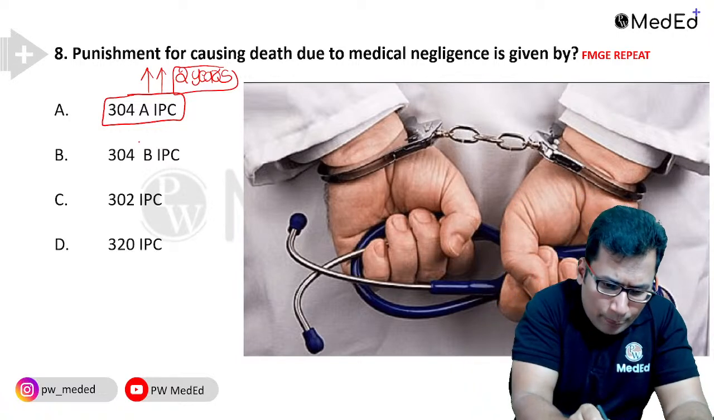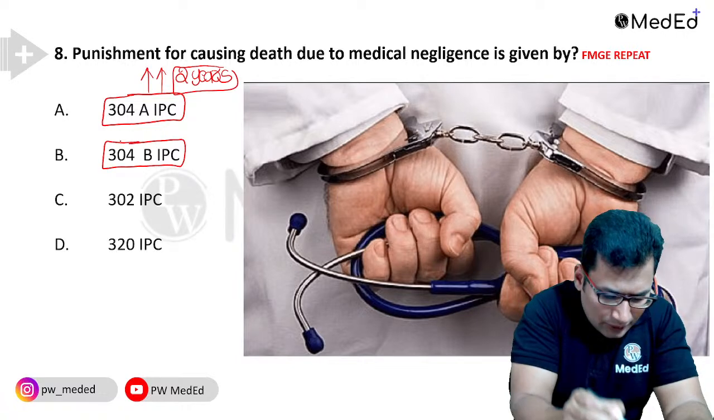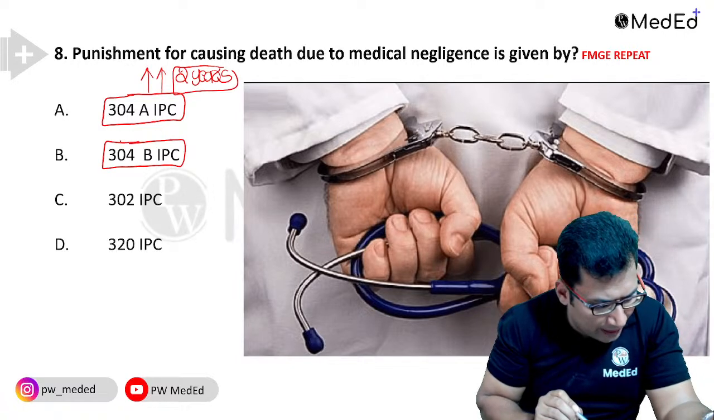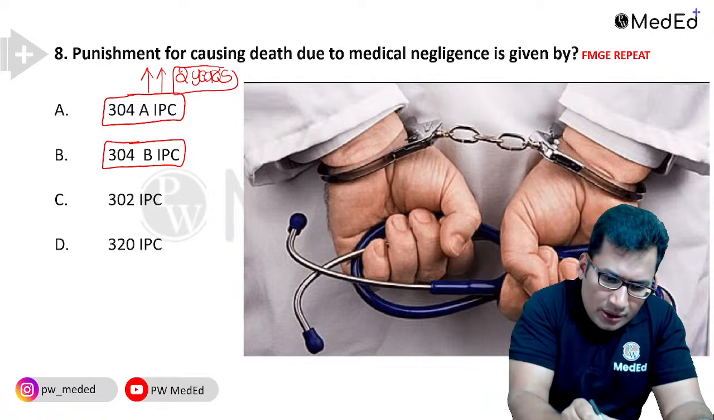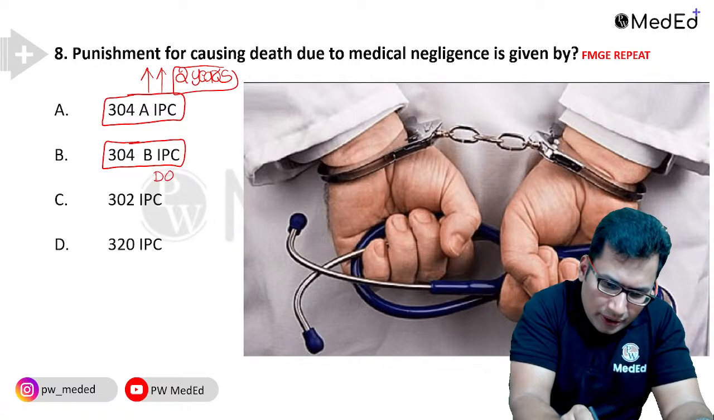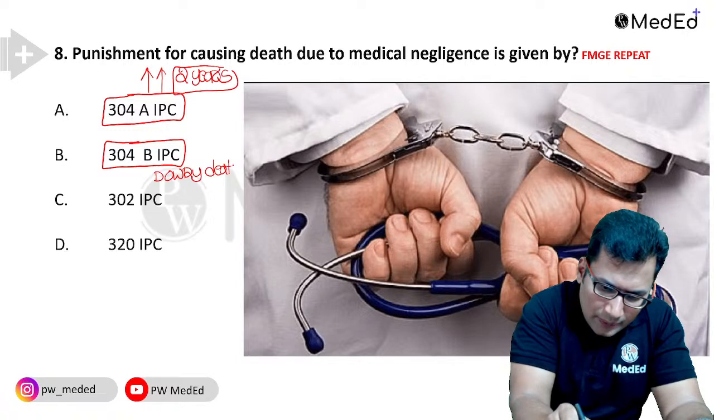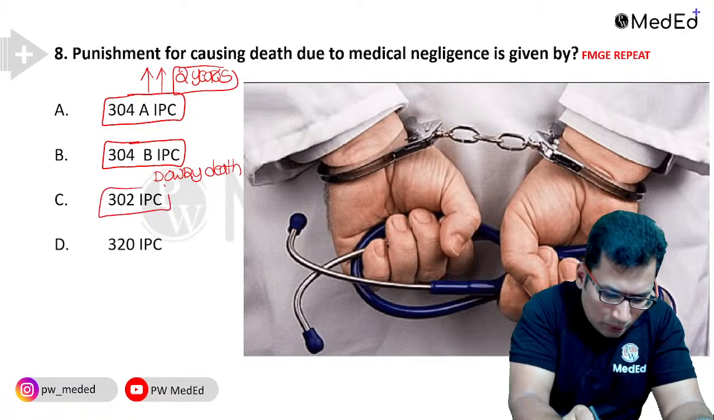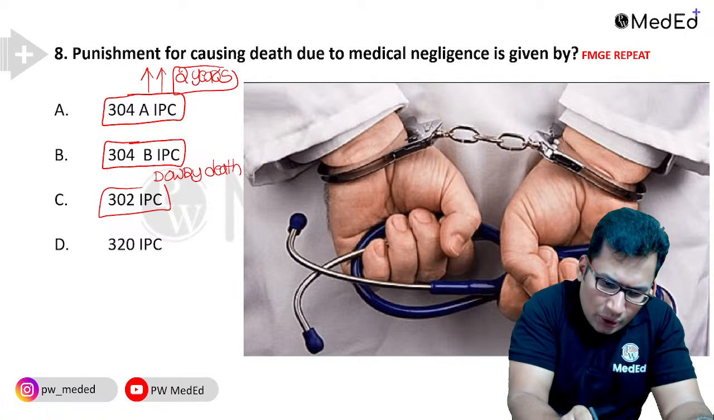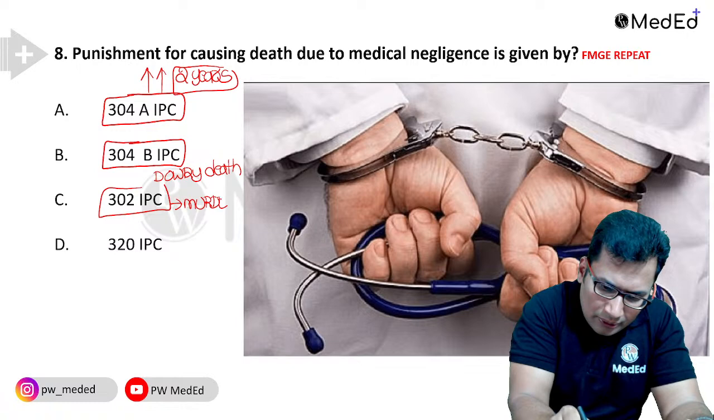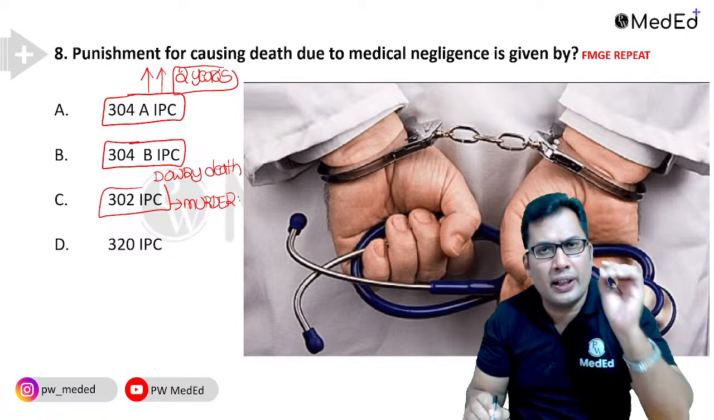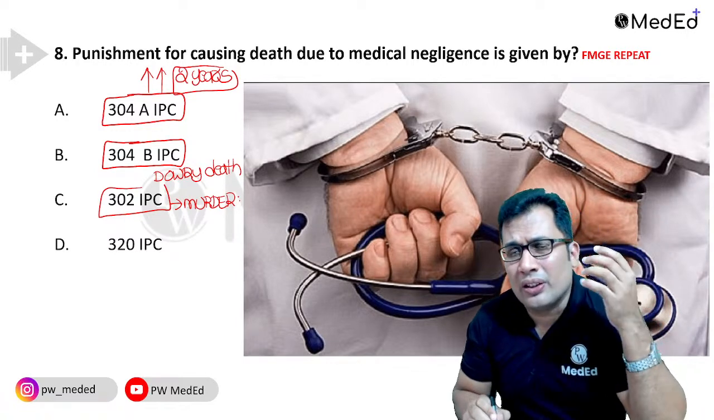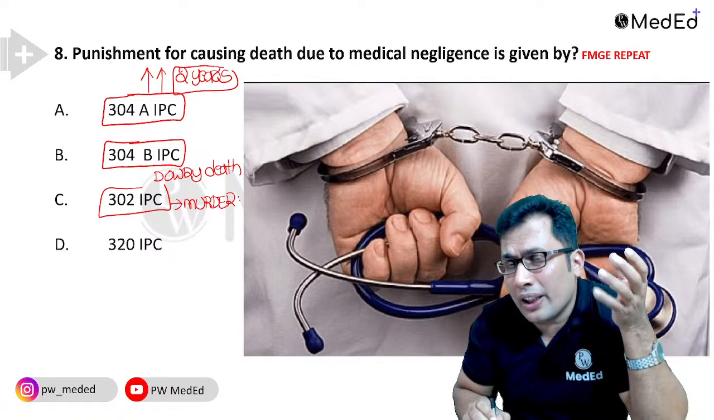What is 304B? Deepesh Soni? Yes, 304B is dowry death. What is 302? Yes, 302 is nothing but the punishment for murder. 302 is the punishment for murder. Murder means guilty mind and the guilty act.